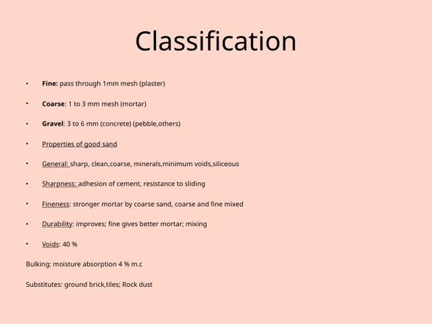Next, let's talk about voids. Good quality sand typically has voids around 40%, which affects workability and strength. Bulking, or moisture absorption, is about 4% of moisture content, and this impacts how we handle and mix the sand. Additionally, we can use substitutes such as ground brick, tiles, or rock dust, especially when natural sand is scarce or to achieve specific properties. Understanding these points helps us select the right type of sand for each application, ensuring the durability and strength of our structures.